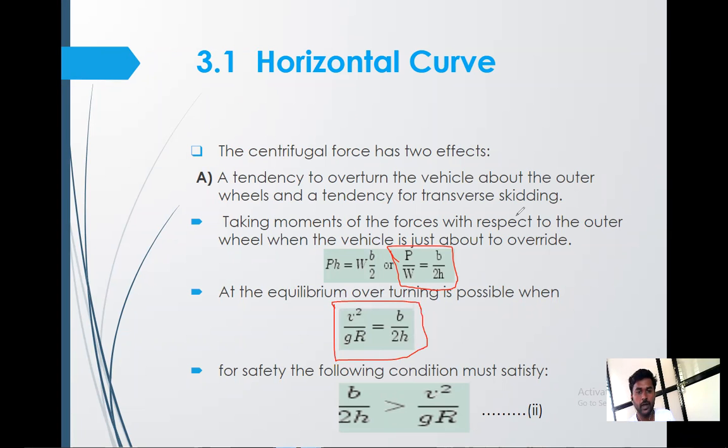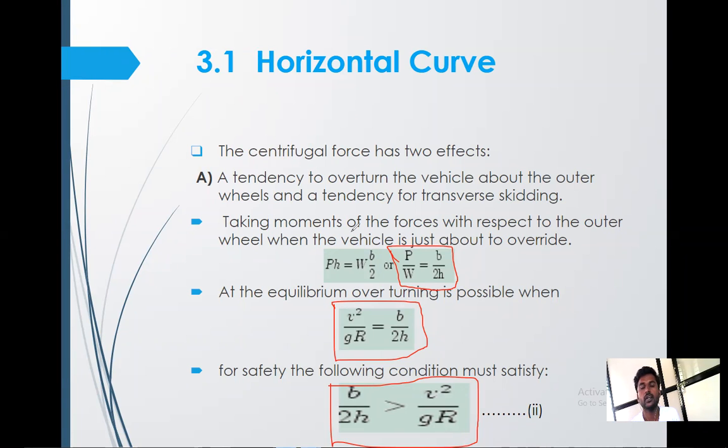So it will become V square upon 2G is equal to B by 2H. Okay, P by W is equal to V square upon GR is equal to B by 2H. We will get this final formula. And now for the safety factor, the following condition must be satisfied by the vehicle. What is the condition? B by 2H should be greater than V square upon GR. Then and only then can we say our vehicle is safe against overturning.